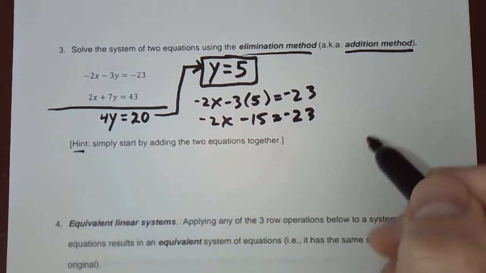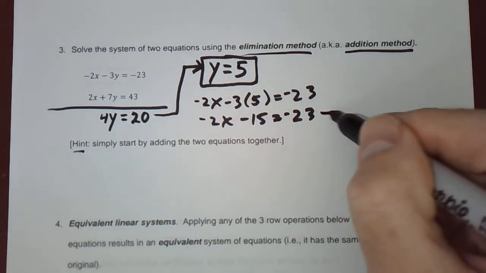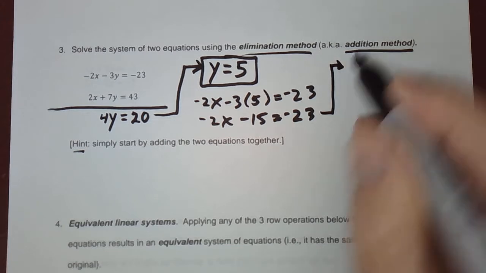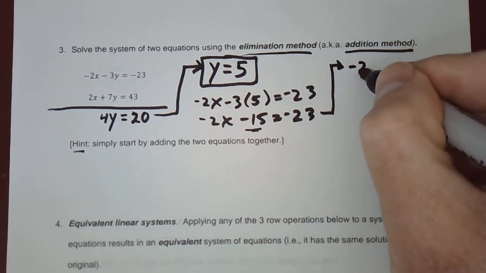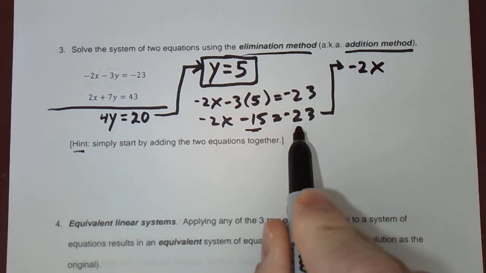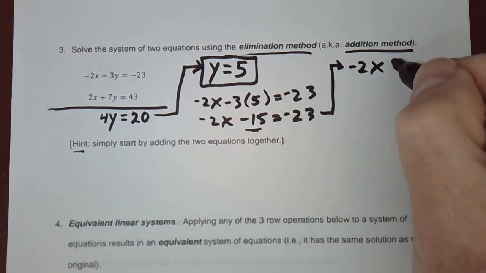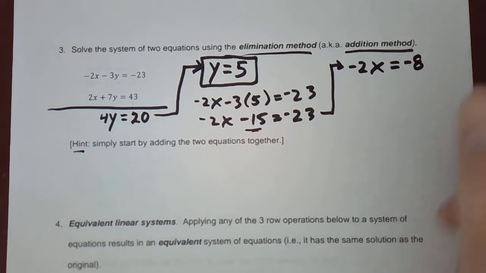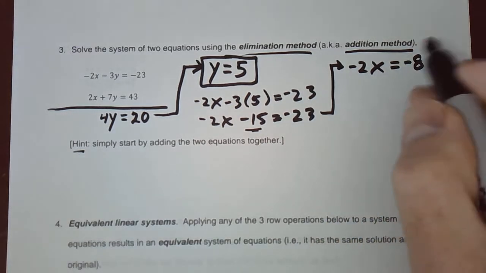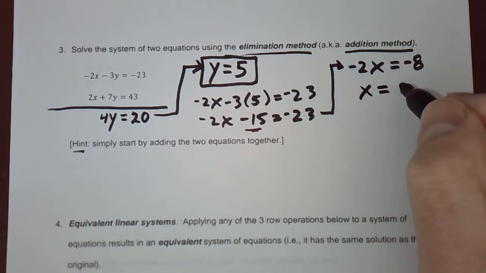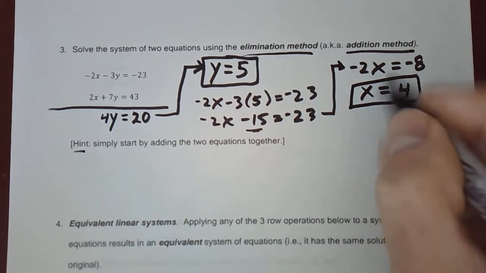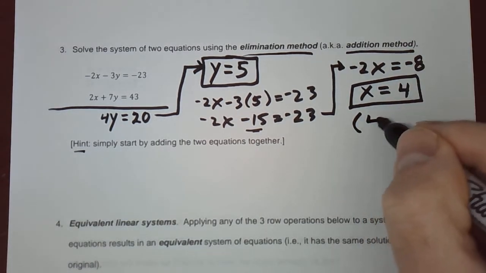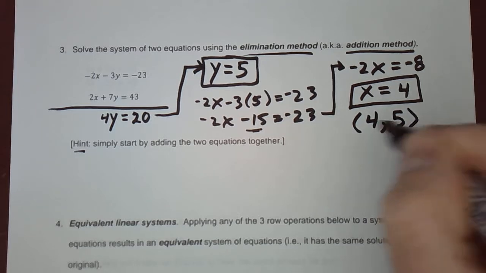So negative 2x minus 15 is equal to negative 23. Adding 15 to both sides, running out of room here, so I'll go back up here. Add 15 to both sides will give us negative 2x, and then negative 23 plus 15 is negative 8. Divide both sides by negative 2, and we get x equals positive 4. Now the solution, that means, is (4, 5).